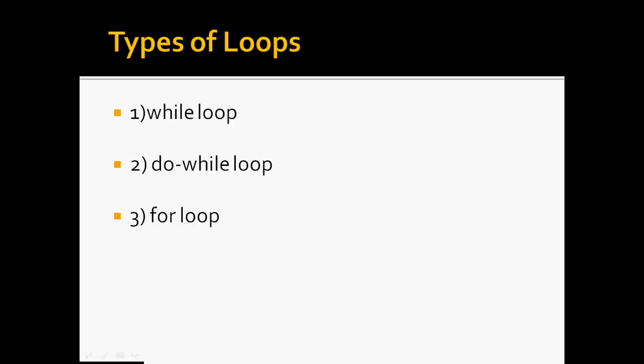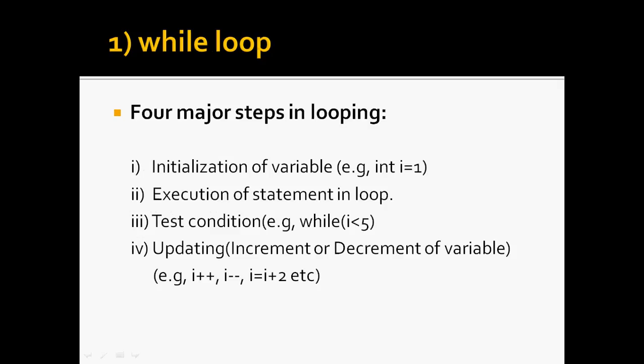Types of loops. There are three main types of loops. Number one is called while loop. Number two is called do while loop. Number three is called for loop. So while loop and for loop are examples of entry control loop, which is also known as pre-test loop, while do while is an example of exit control loop.